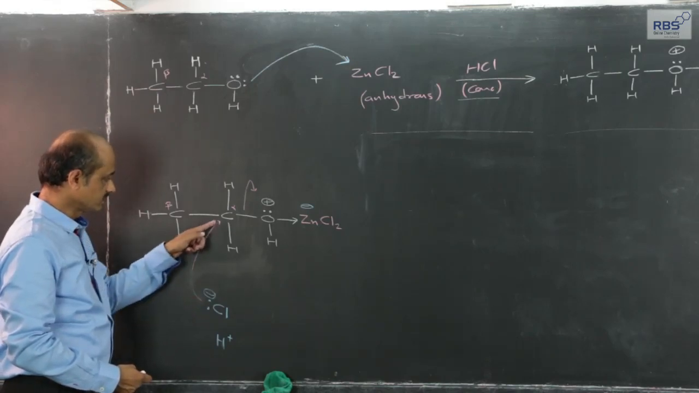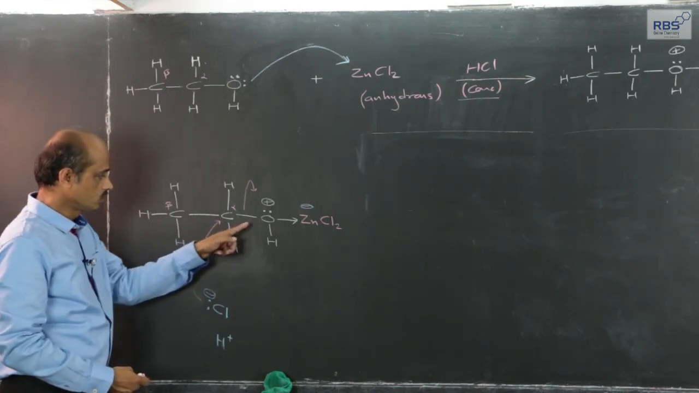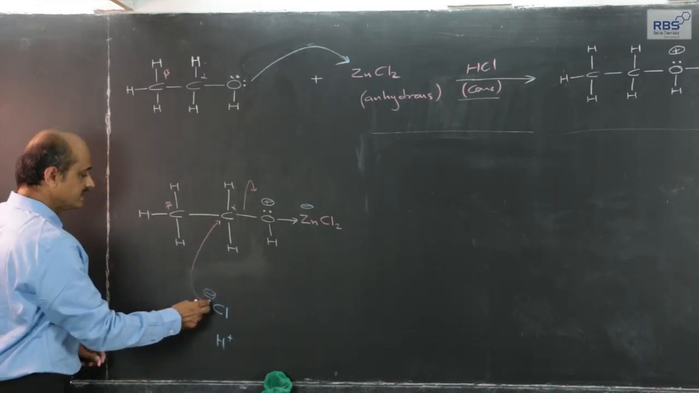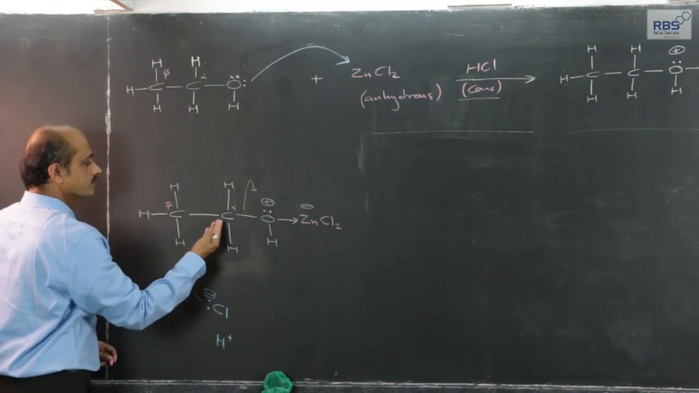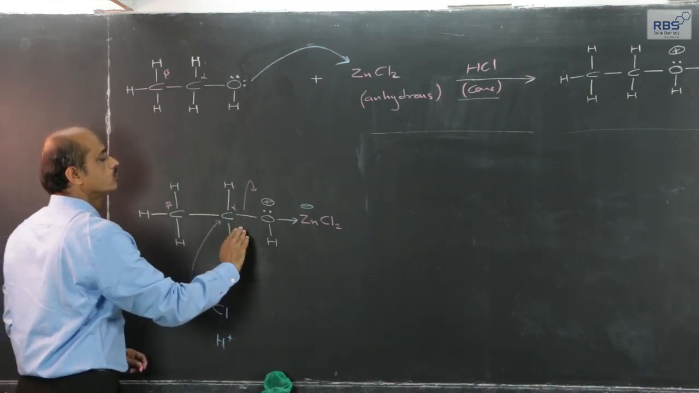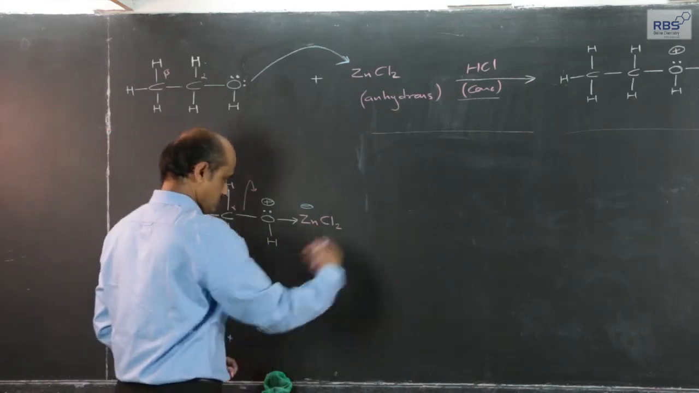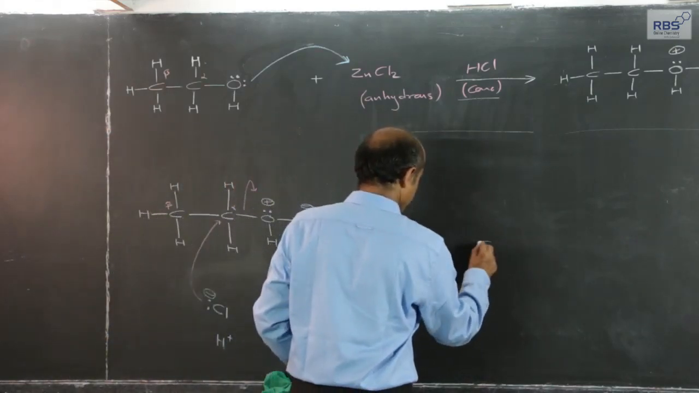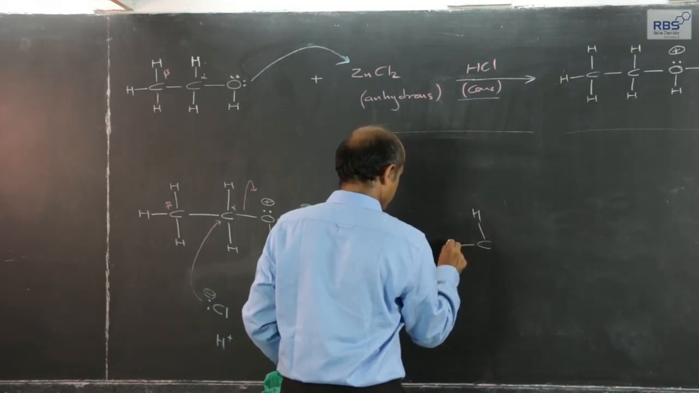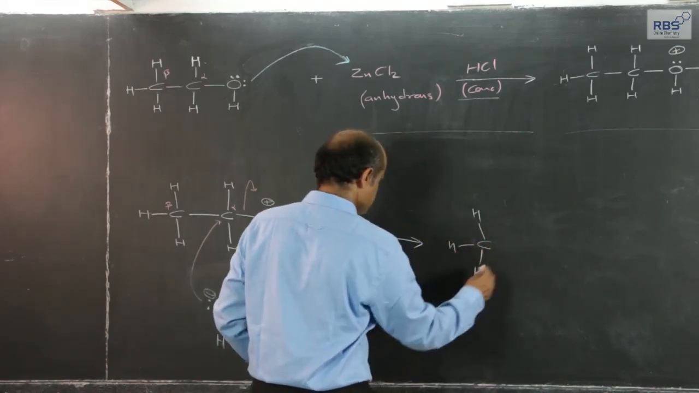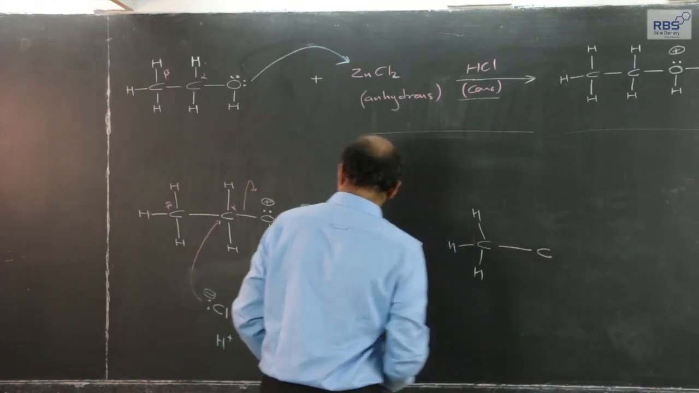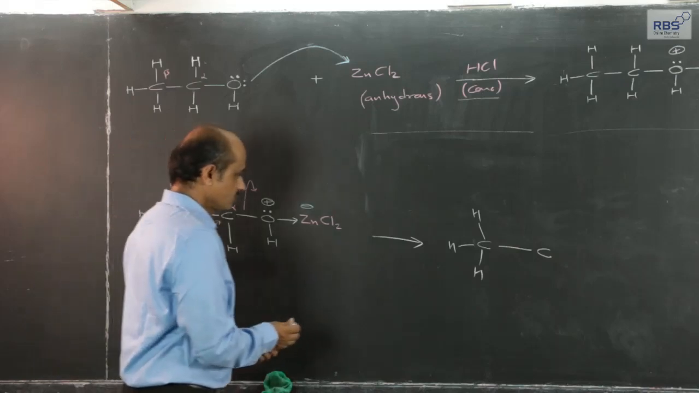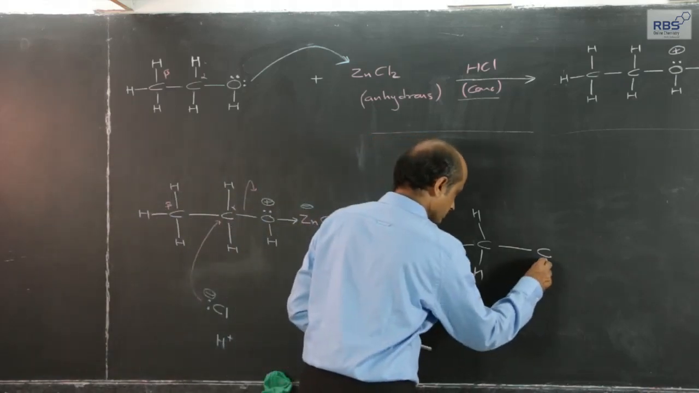Cl minus will attack the alpha carbon from the side opposite to which this oxygen is attached. And the moment this lone pair forms a bond with this carbon, this shared pair goes with oxygen, and what we get, I will write here, is this. Chlorine with its lone pair forms a bond with this alpha carbon.